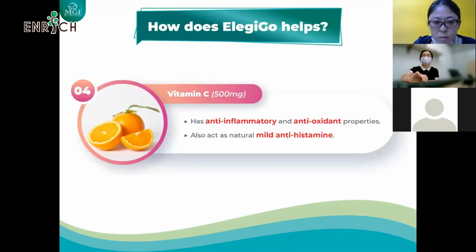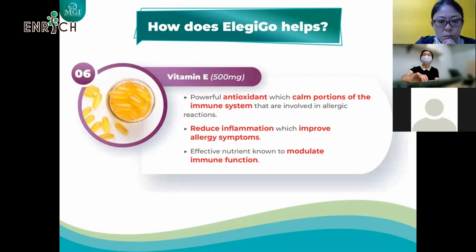We have also added vitamin C, which has anti-inflammatory and antioxidant properties, and it also acts as a natural mild antihistamine vitamin. There's also 500 milligrams of vitamin E, mainly due to its powerful antioxidant properties, which helps to calm portions of the immune system that are involved in allergic reaction. It also helps to reduce inflammation, which improves allergy symptoms. It is an effective nutrient known to modulate immune function.